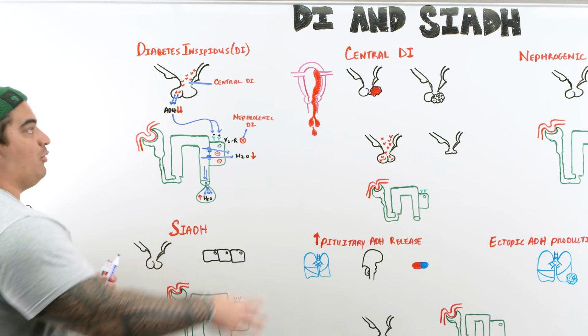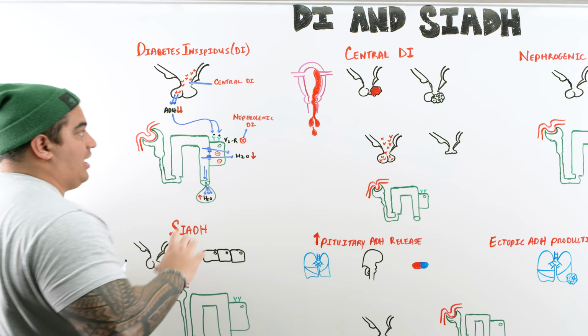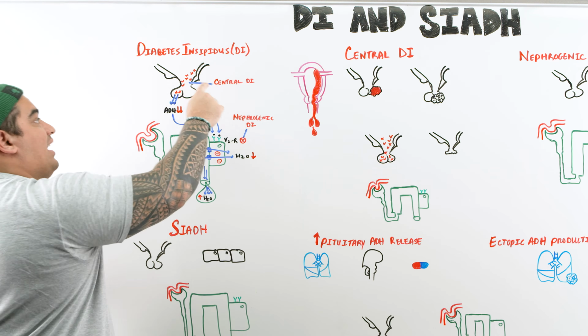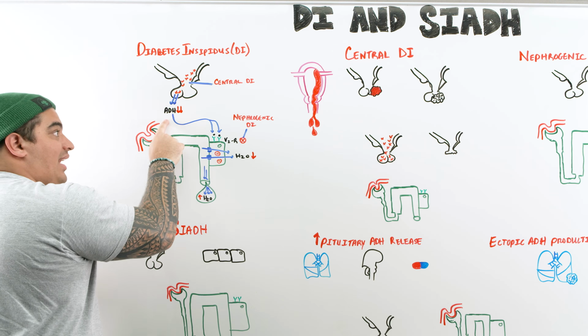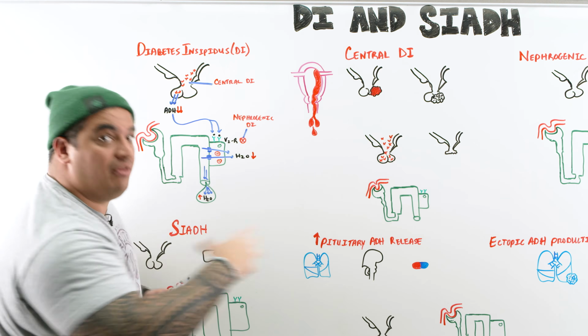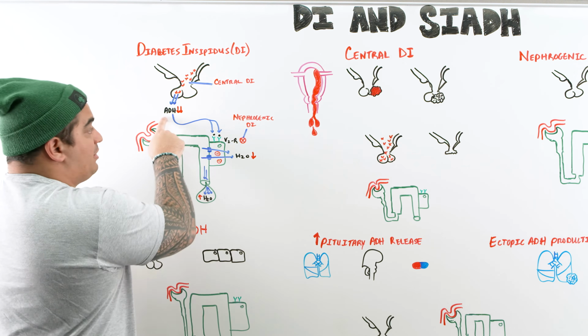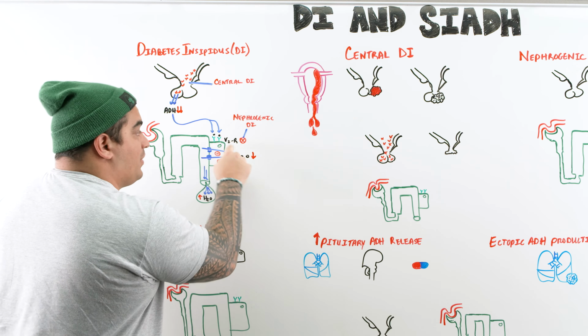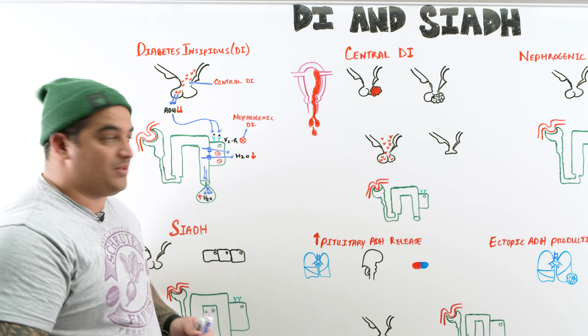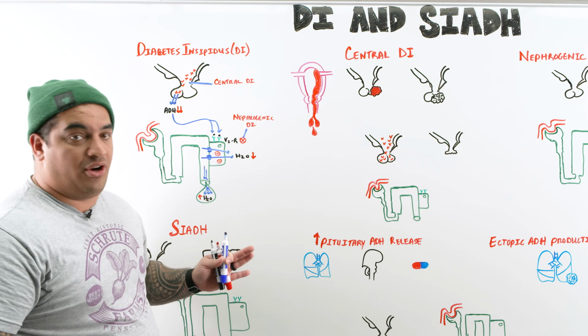So that's the concept, and we'll go over this a teensy bit more in a second, but remember, DI can have a central component where you're not releasing ADH, or a peripheral nephrogenic component where ADH is produced, but it doesn't bind to the receptor and have the same effect. As a result, you don't reabsorb water and lose water in the urine.